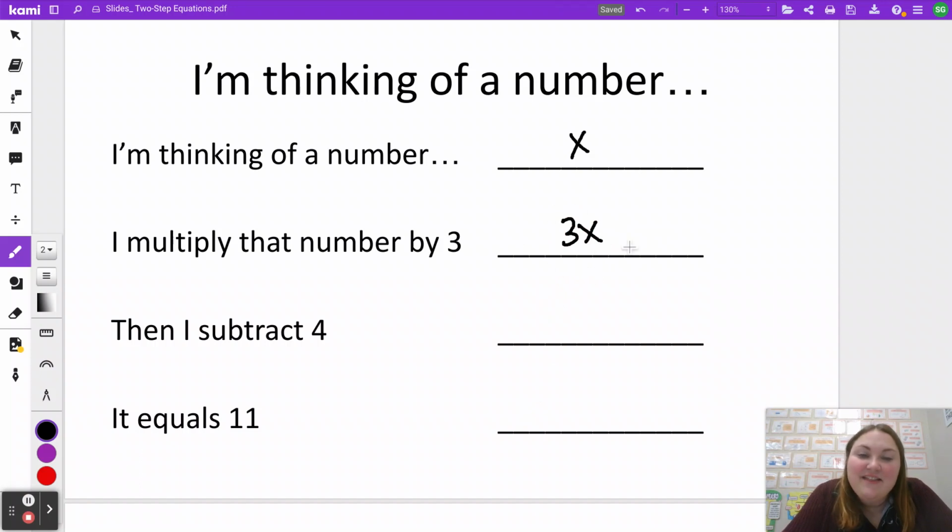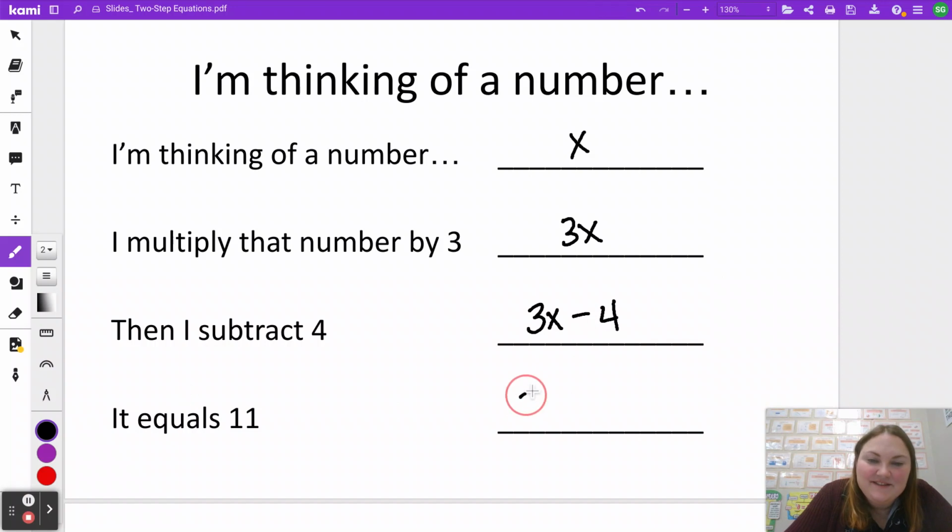I'm now going to take that result, and now I'm going to subtract 4 from it. So again, how could I use math to represent that? Well, I could say I'm taking that result, my 3x, and now I am subtracting 4. So if we pause right here, notice there are two things we've done to my number. We've multiplied it by 3 and we have subtracted 4. And after doing those two steps, I'm going to tell you that it equals 11.